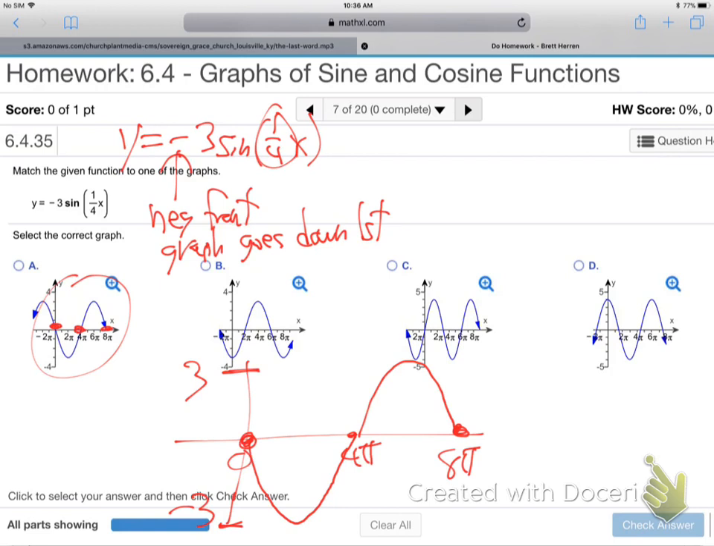Now, what's with like B, which see how B is kind of like, he doesn't even, he starts way over here. And C, or D, is way over here. Those are cosine graphs. Those are shifted because they're cosine, which we're going to get to in just a minute. So they're not sine. They're not our answer. Everybody good to there so far?